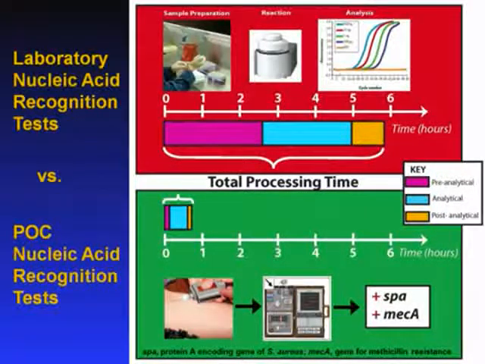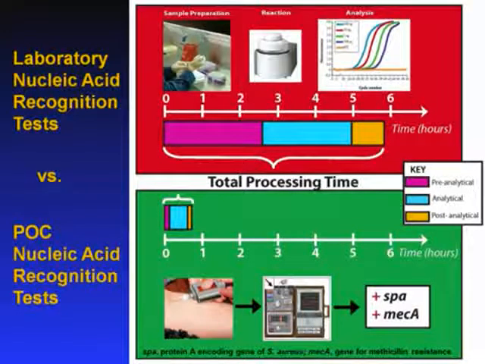This slide is designed to further illustrate the comparison of total processing time between laboratory-based nucleic acid recognition testing, represented in the top red box, and point-of-care-based nucleic acid recognition tests, represented in the bottom green box. Again, total processing time is defined as total time required for sample preparation, reaction, and analysis, or the total time required to complete pre-analytical, analytical, and post-analytical processing steps. The total processing timeline is indicated by the horizontal white lines with tick marks. Each tick mark indicates 1 hour.